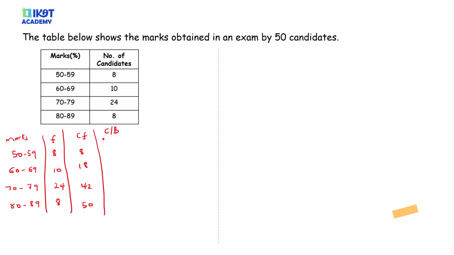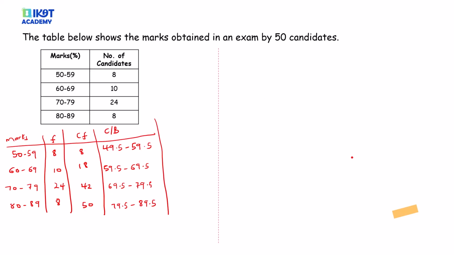So here what do we have? We have 49.5 to 59.5, 59.5 to 69.5, then 69.5 to 79.5, then 79.5 to 89.5. Let me first draw the axis here, then we see what to do.